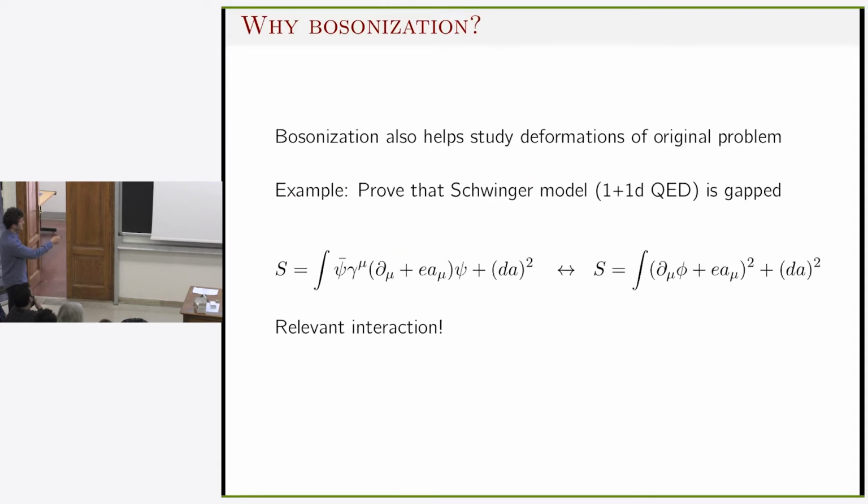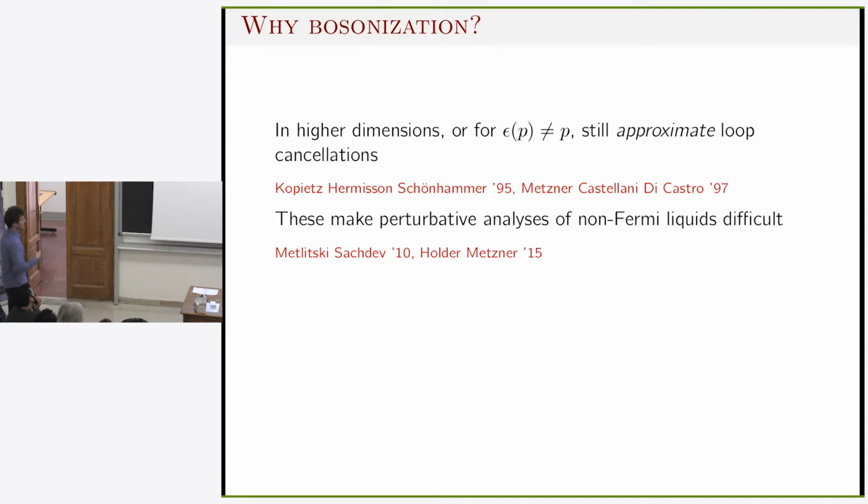So these cancellations in fermion loops generically don't happen in higher dimensions, but there's still a remnant in the form of approximate loop cancellation. So if you compute a 3-point function, say of the density or the current in higher dimensions, there will be a leading cancellation, and then the subleading answer will remain. And this is very hard to see from the fermionic description. It's very hard to guess from the fermionic description. And these cancellations have made perturbative analysis of non-Fermi liquids fairly difficult, where you want to compute these loops.